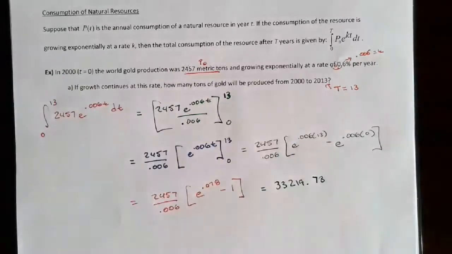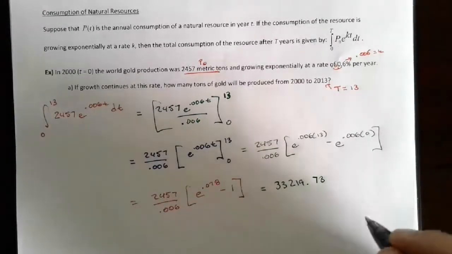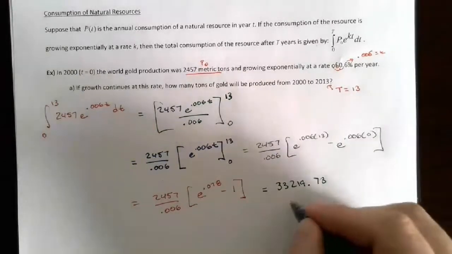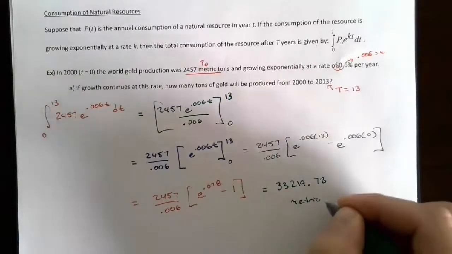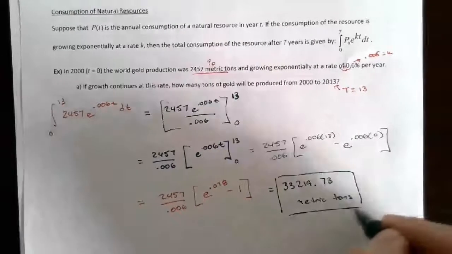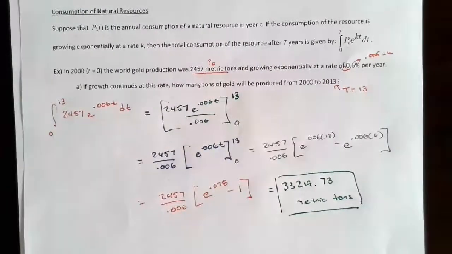And let's make sure we know what we found here. This is the number of what? Well, this is the number of metric tons. This is how many tons of gold. So this is the same units as the 2457, so metric tons. What it's really saying is that in 13 years, over that entire time, they're going to produce 33,219.73 metric tons of gold. So it's telling you how much of the gold in the world is consumed in the 13 years from 2000 to 2013.